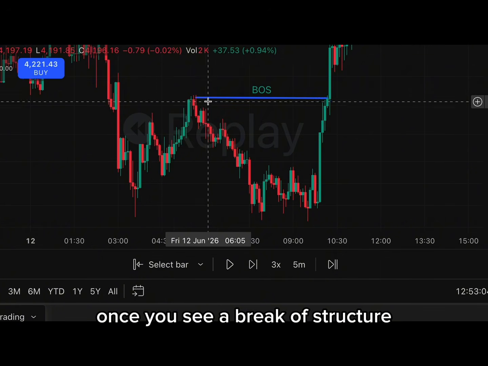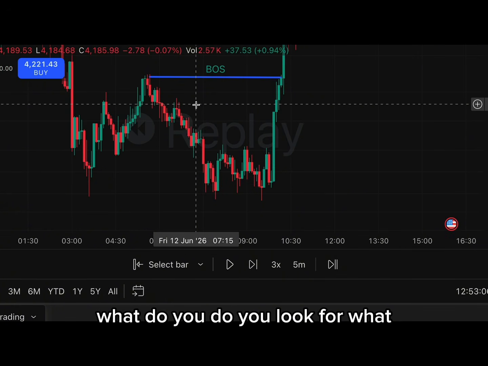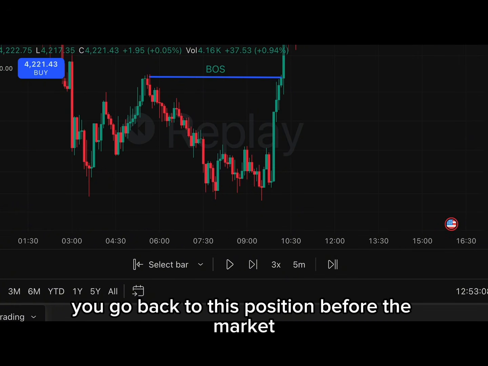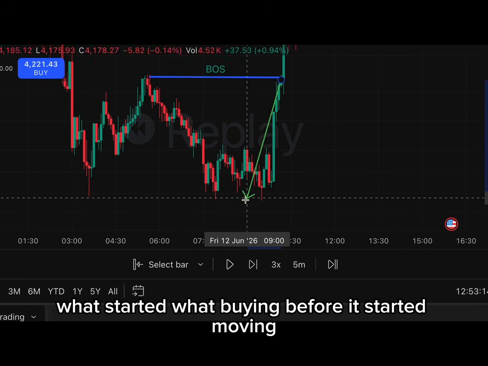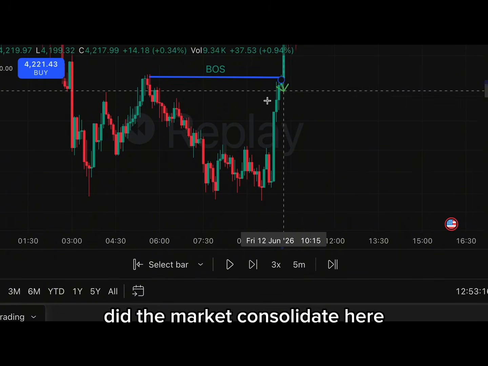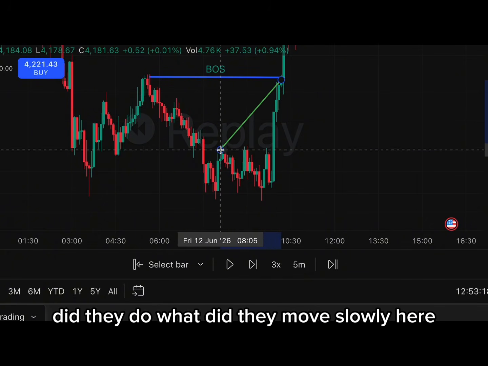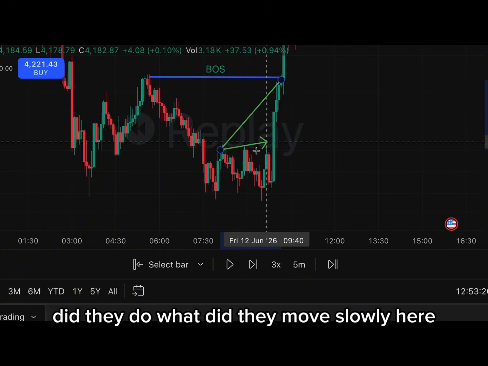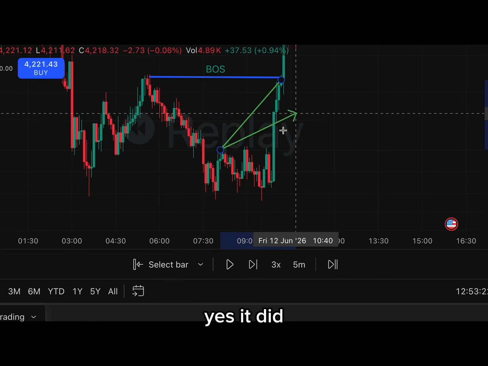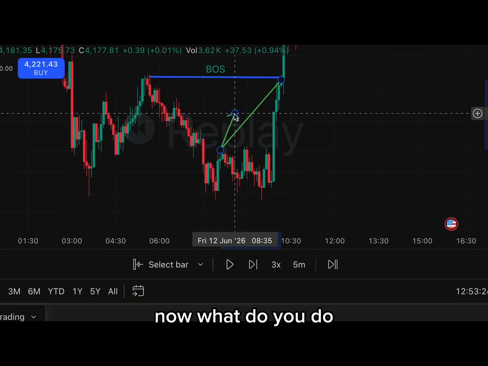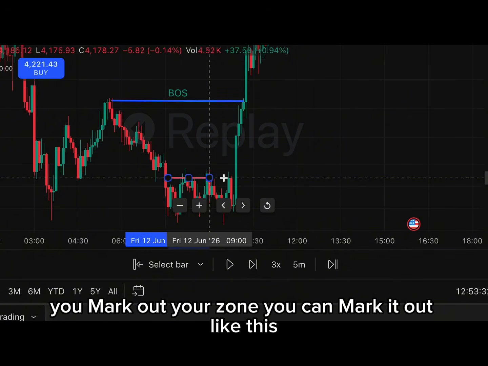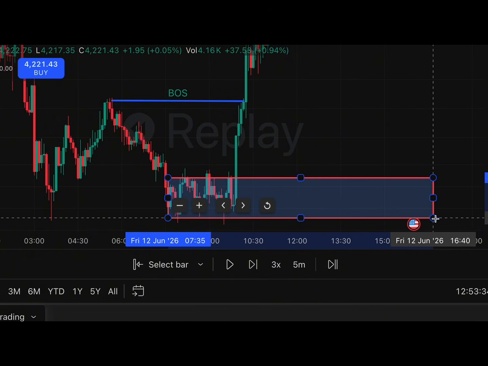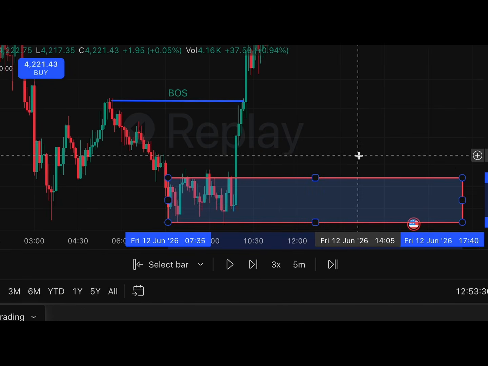Once you see a break of structure, what do you do? You go back to this position before the market started buying, before it started moving. Did the market consolidate here? Did they move slowly here? Yes, it did. Now what do you do? You mark out your zone. You can mark it out like this. You can see where I'm putting my stop loss.